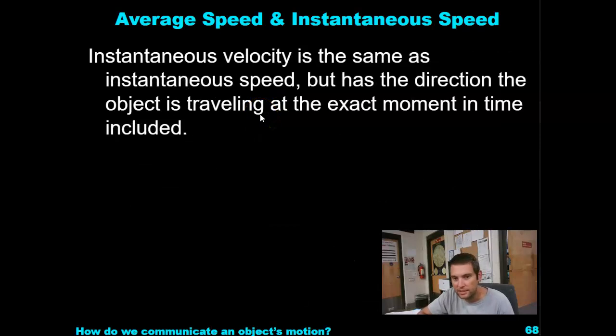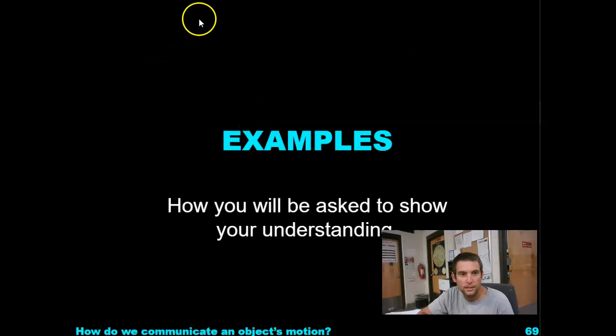Instantaneous velocity is the same thing as instantaneous speed, but it has direction. We'll do some examples next.